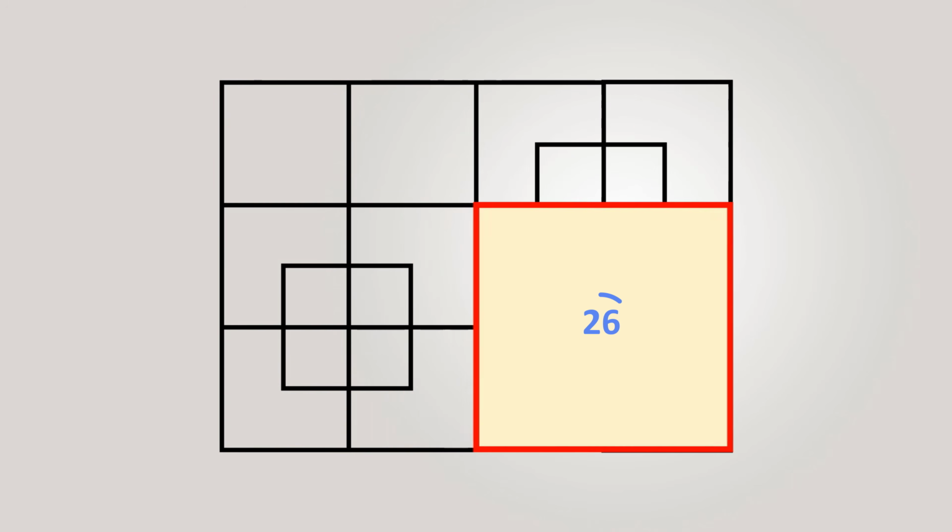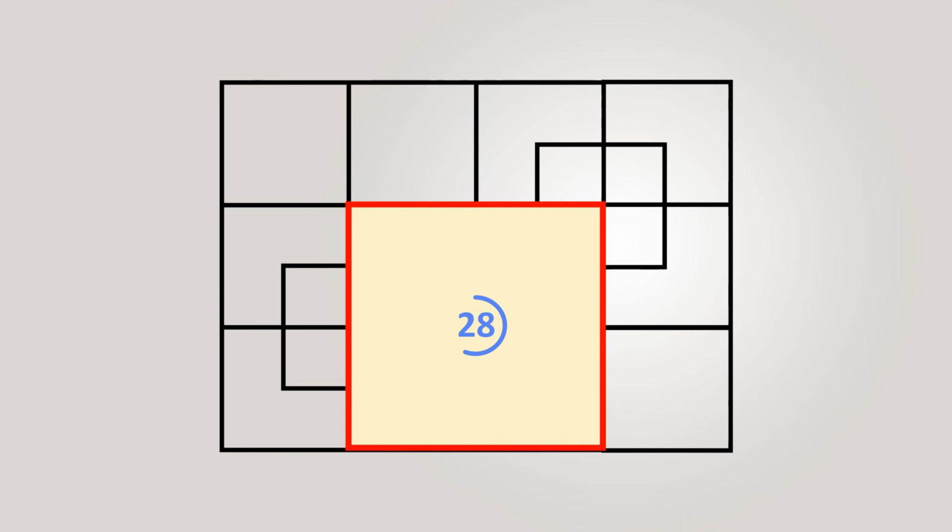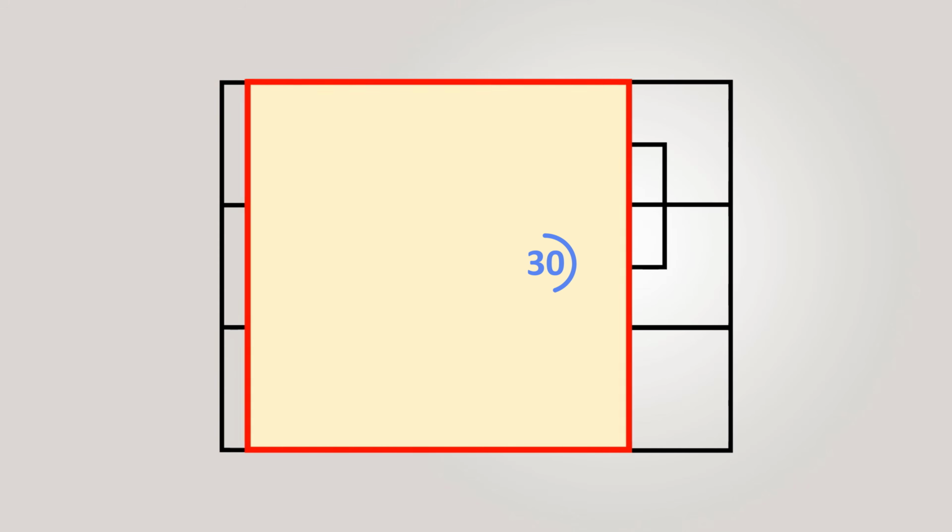25, 26, 27, and 28. As you can see, those large squares are located in the top row as well as in the bottom row. And last but not least are two extra large squares. I gave them the numbers 29 and 30.